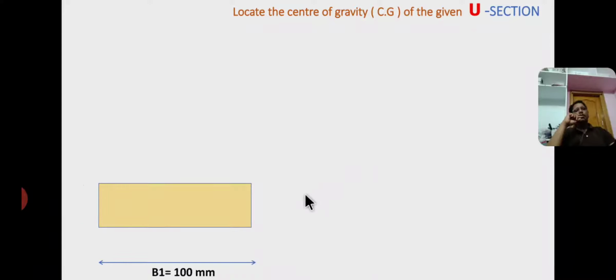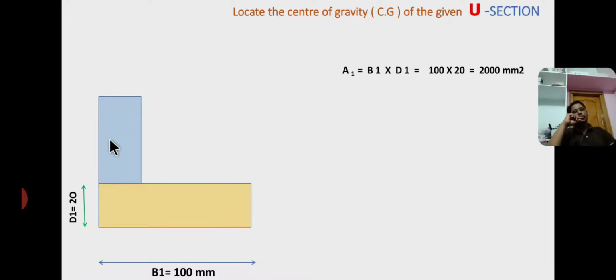Okay, first of all you have to calculate the values of centroid xc and yc. Then after you have to find the values of inertia. So therefore the area of the bottom rectangle a1 equal to base into depth. So b1 into d1, that is 100 by 20. This is the area of the bottom rectangle, and this is section 2, area 2 equal to base b2 into depth d2. So area 2 equal to b2 d2.